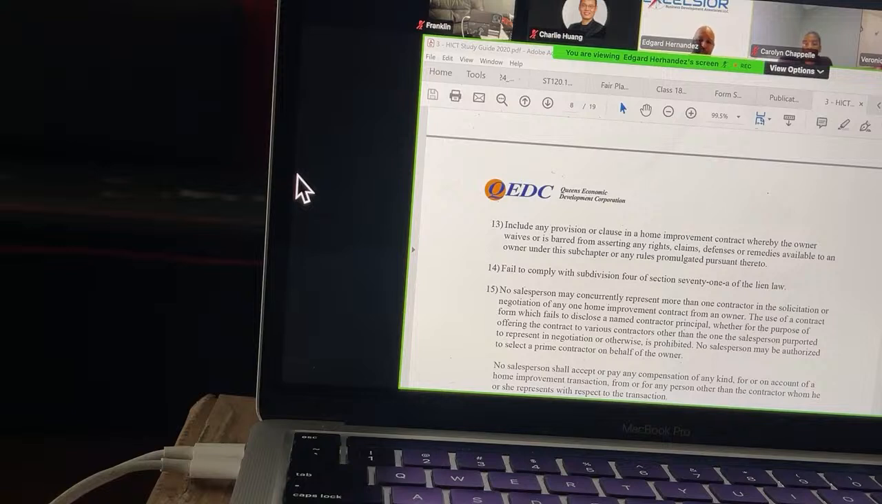Also, another thing is, you get a deposit for a project. That deposit only belongs to that project. You cannot use money to flow from one job to another. It is illegal. It is not allowed. Many contractors do that, and it causes a lot of issues.